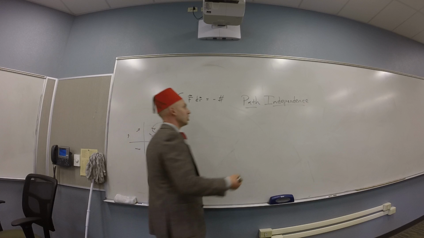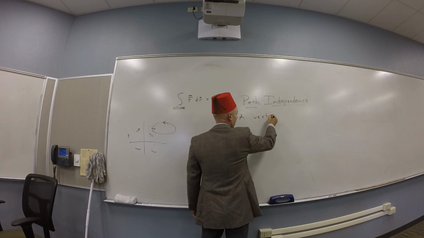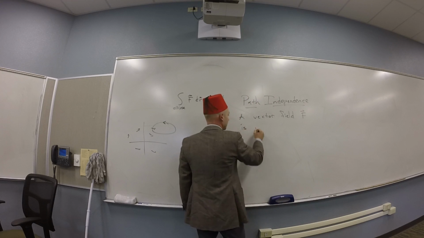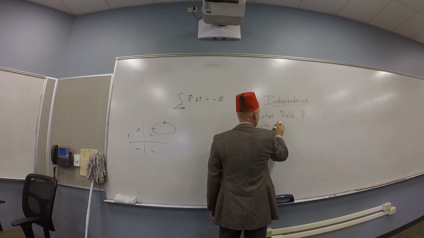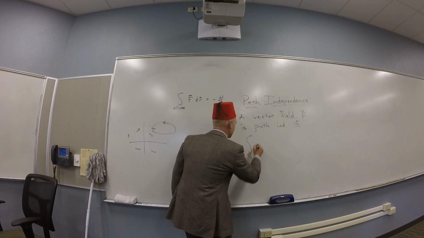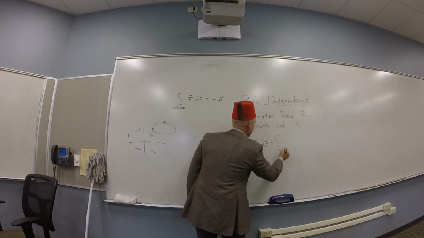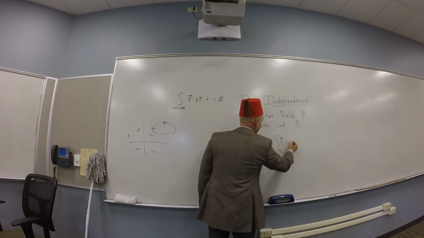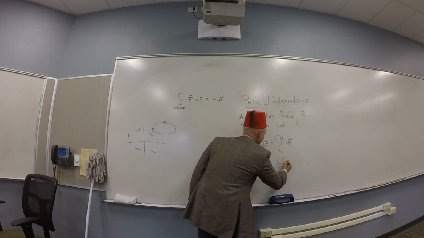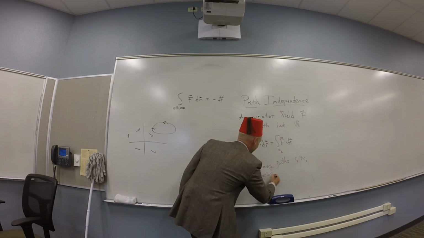So here's the gist: a vector field F is called path independent if the integral over C1 of F dotted with dr is the integral over C2 of F dotted with dr for any paths C1 and C2 sharing endpoints.